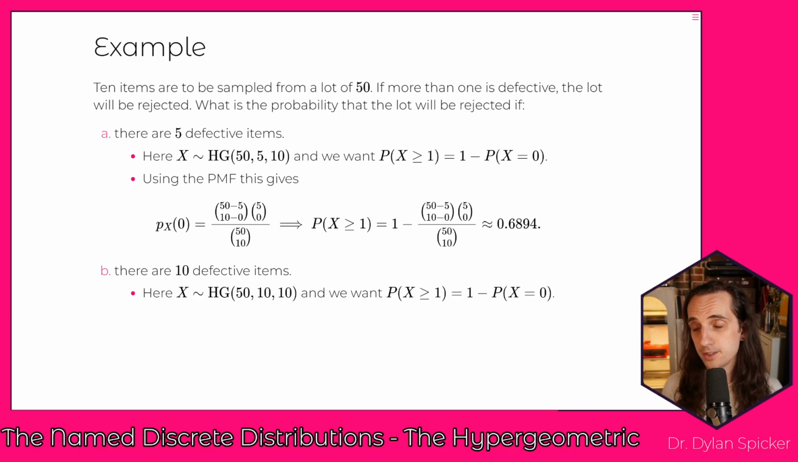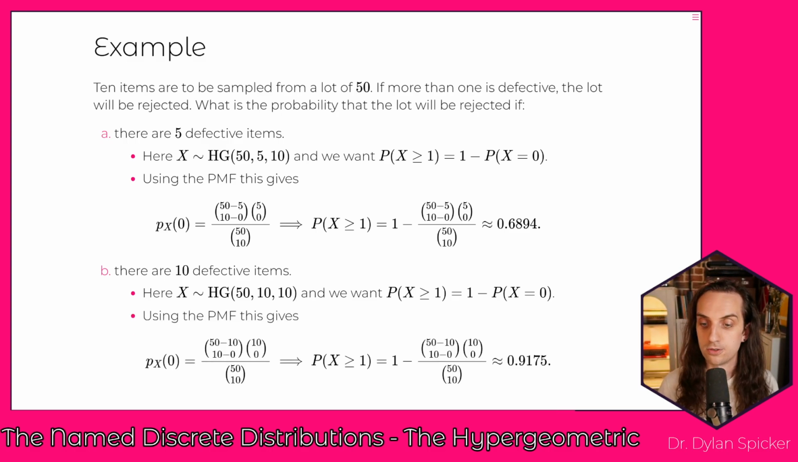We still want the probability that x is greater than or equal to 1. So plugging into our PMF, we get 50 minus 10 choose 10 minus 0, times 10 choose 0, divided by 50 choose 10. And doing this gives us a probability of about 0.1975. Okay. And so there's over a 91, almost a 92% chance that if there are 10 defective items, we still find a defective item there, at least 1 defective item.